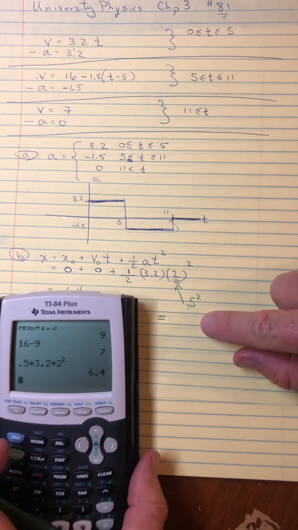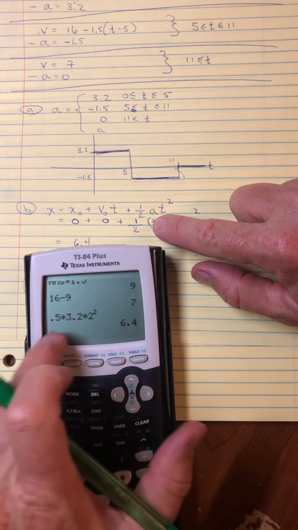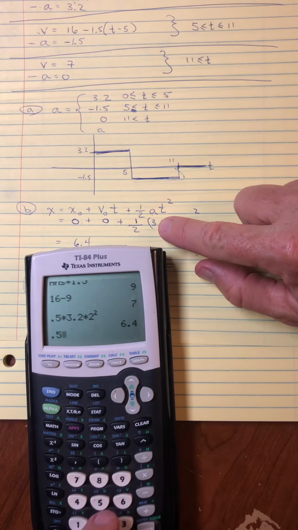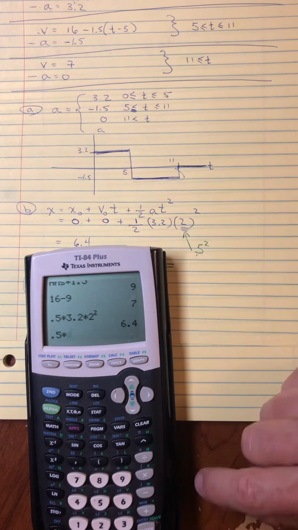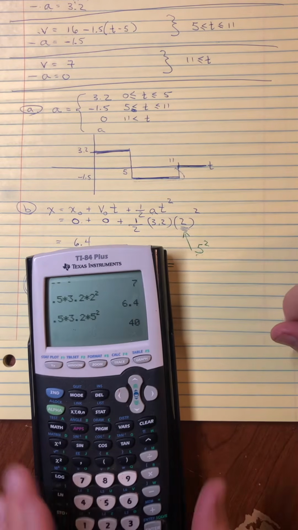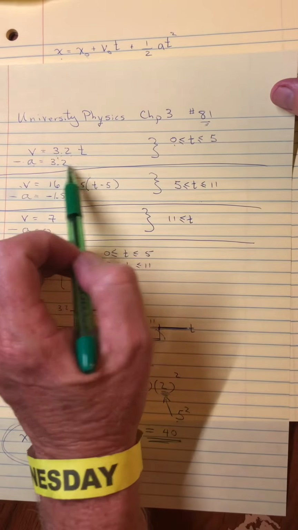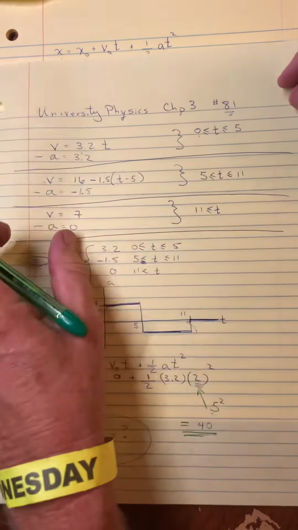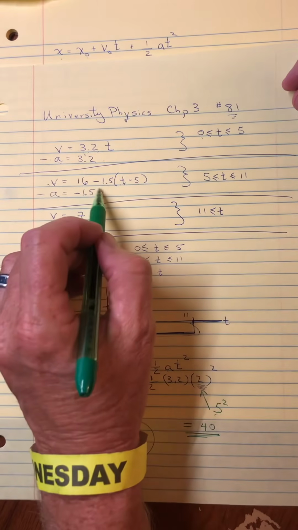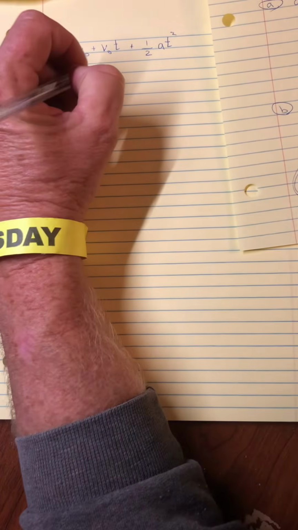and to realize how far it would go during that first speeding up time. And so it's this same equation, 0.5 times 3.2 times 5 squared, and that's a total of 40. So during this first 5 seconds, it goes a total of 40. So during the slowdown part, I'm going to then say that this initial position is 40.